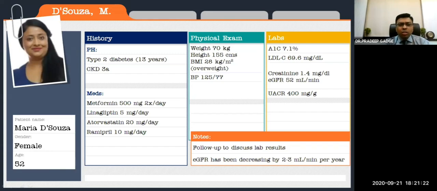Now, this lady is already on metformin, linagliptin, atorvastatin, and ramipril. Now look at each and every drug, why that drug must have been given. I'm sure you all know why metformin has been given. Obviously, it is the drug of choice in every diabetic patient. Linagliptin, it's considered to be a very renal safe drug. Now, atorvastatin and ramipril. Ramipril, obviously, for the renal protection and RAS blockade, and atorvastatin.